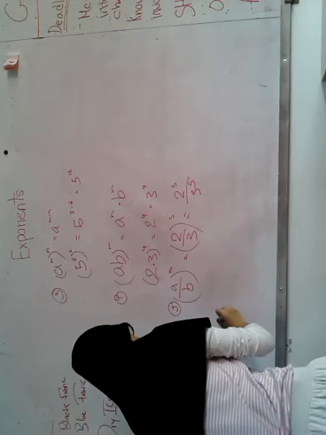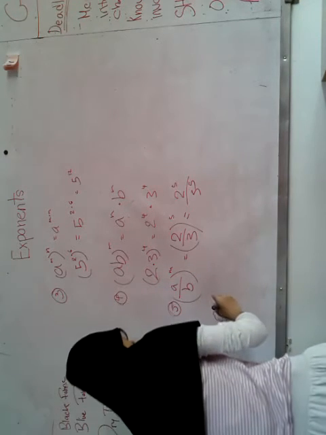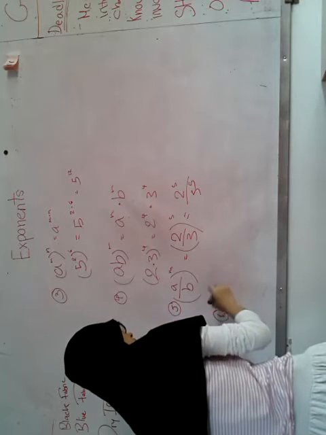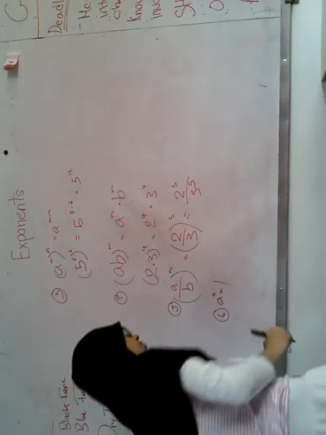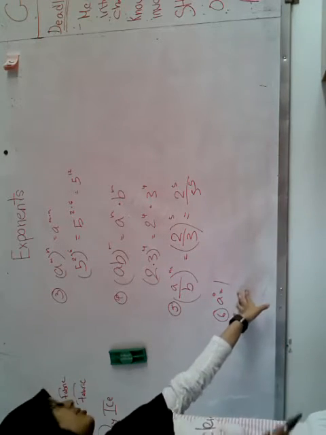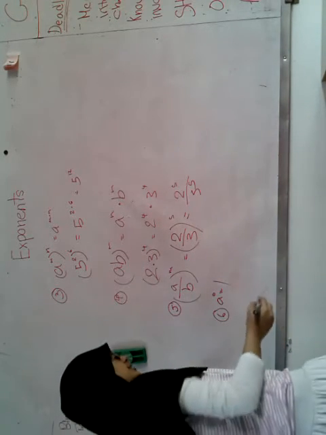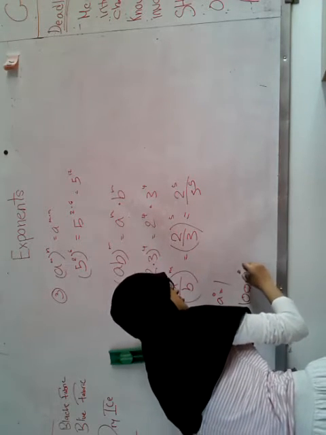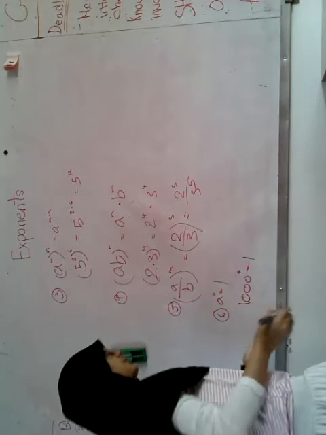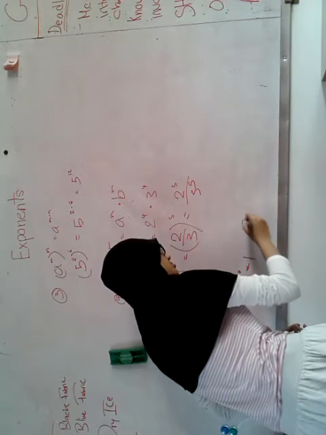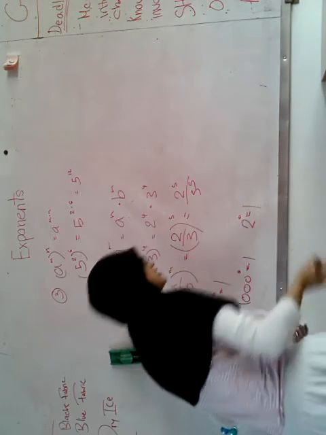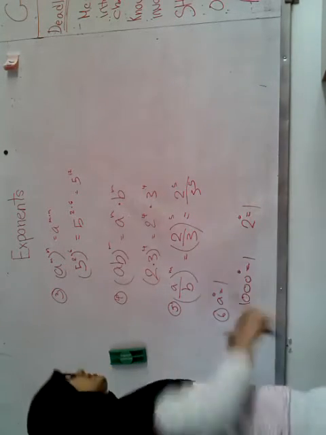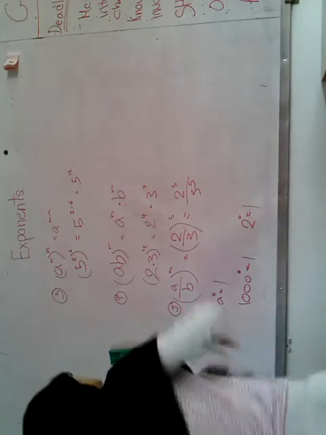Now the sixth law, the last one that I taught you. a^0 is equal to 1. I can give you two examples: 1000 to the power of 0 equals 1, or 2 to the power of 0 is equal to 1. Same thing, it doesn't matter on this one. If it is to the power of 0, it is equal to 1. These are all my examples.